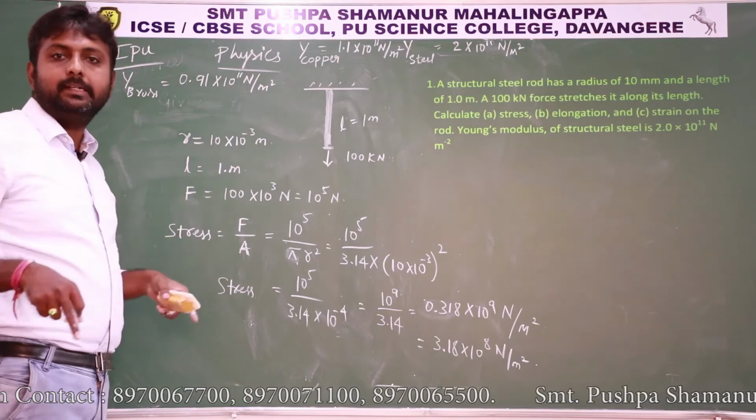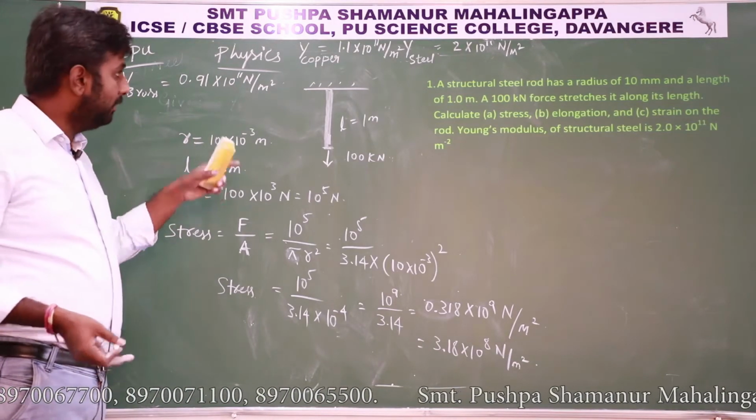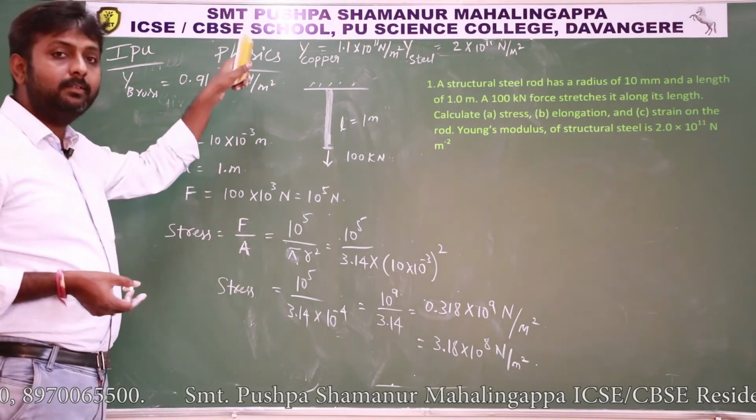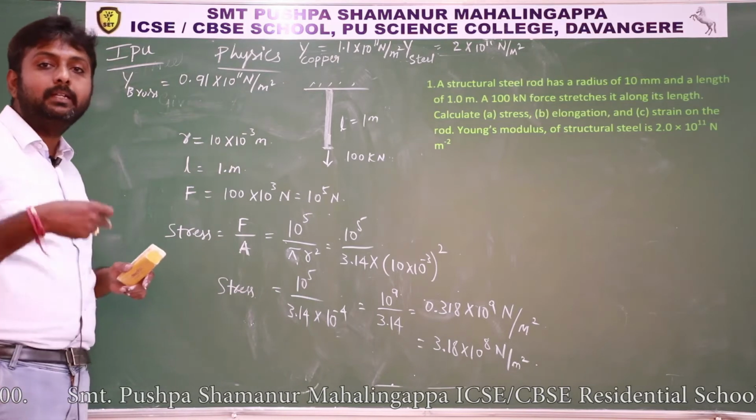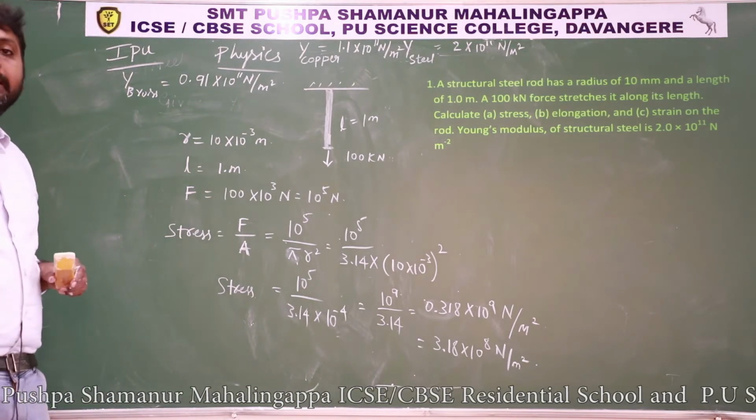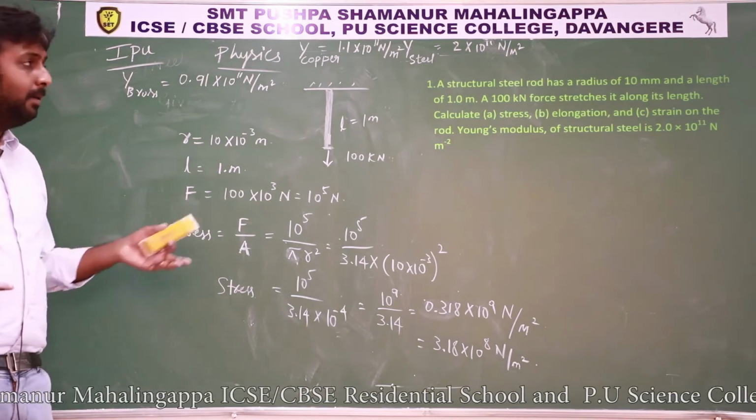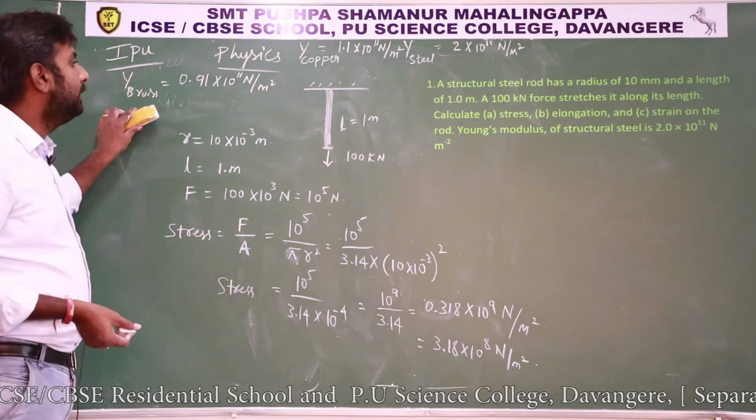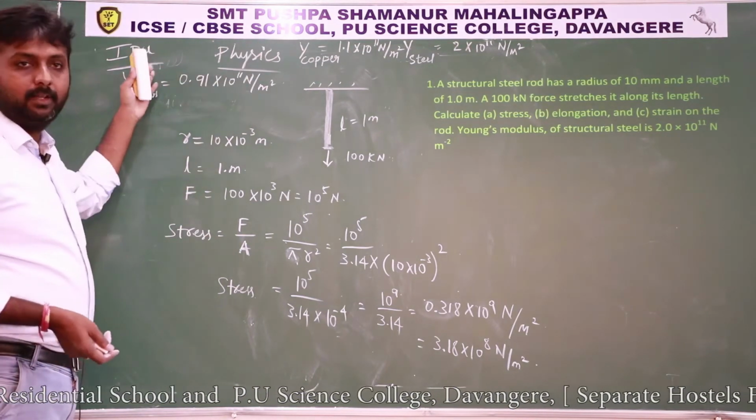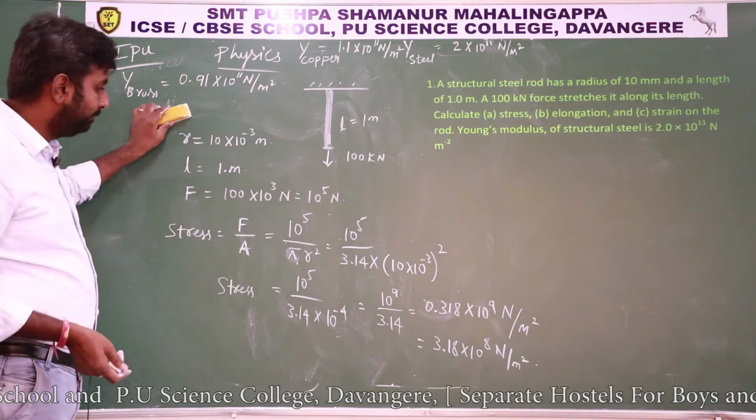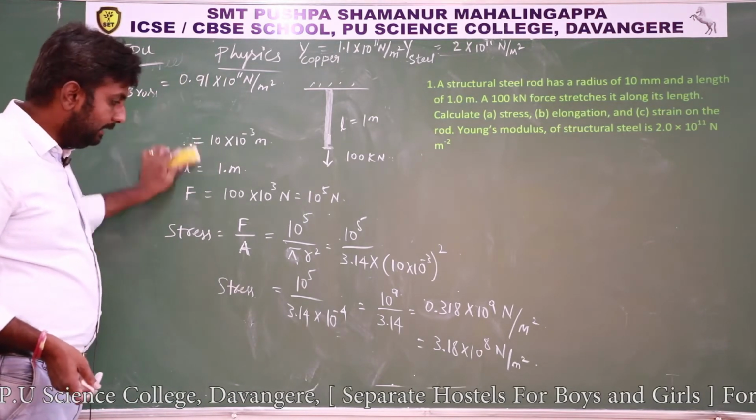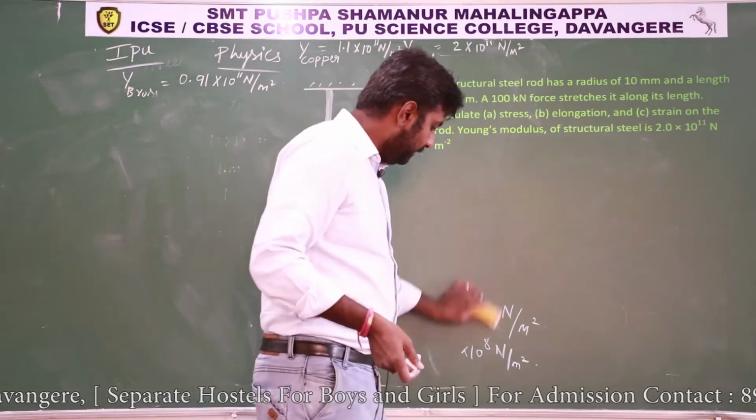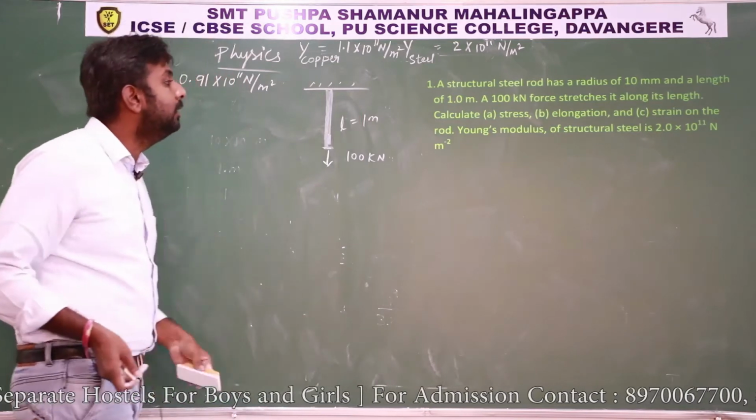If you see the NCERT textbook, a table is given for different materials, with the Young's modulus, modulus of rigidity and bulk modulus. No need to remember them, because in the question itself they will give these values. Here there is no given data for brass, that's why I wrote it. So after calculating, stress is 3.18 into 10 to the power 8 Newton per meter square.